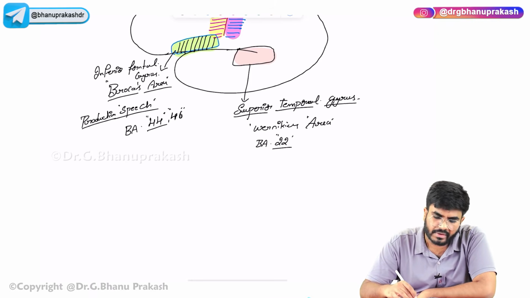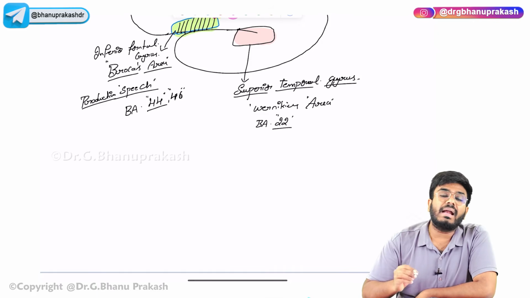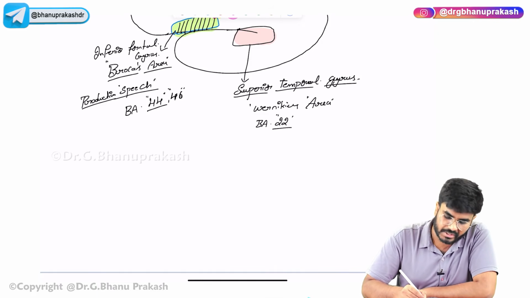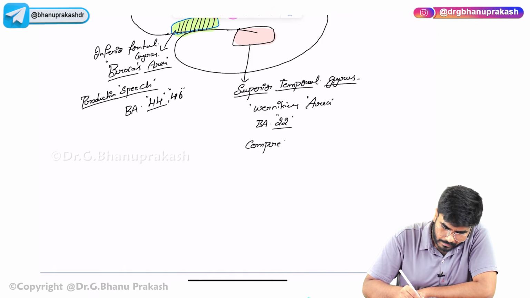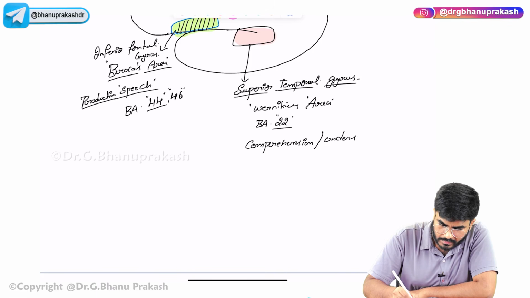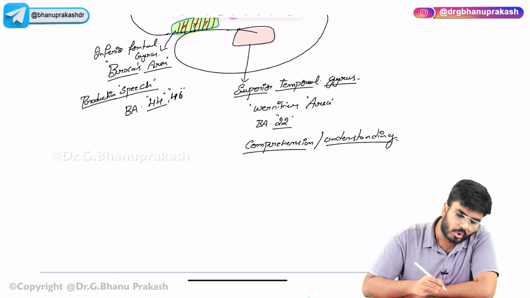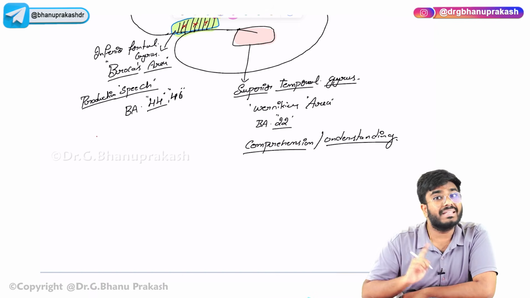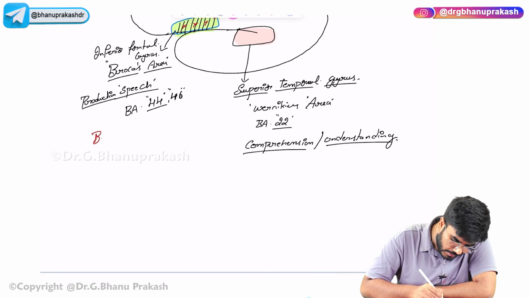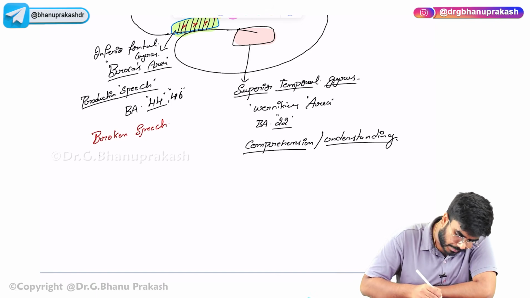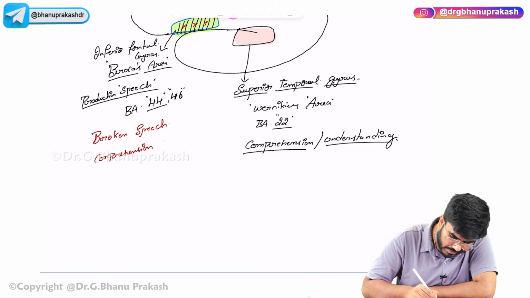And what is the importance of this Wernicke's area? This area helps in the understanding of speech, the comprehension. Now you tell me, if this Broca's area is damaged because of some vascular injury, the person cannot speak, but his comprehension is okay. So the patient is going to have broken speech, but comprehension is intact.